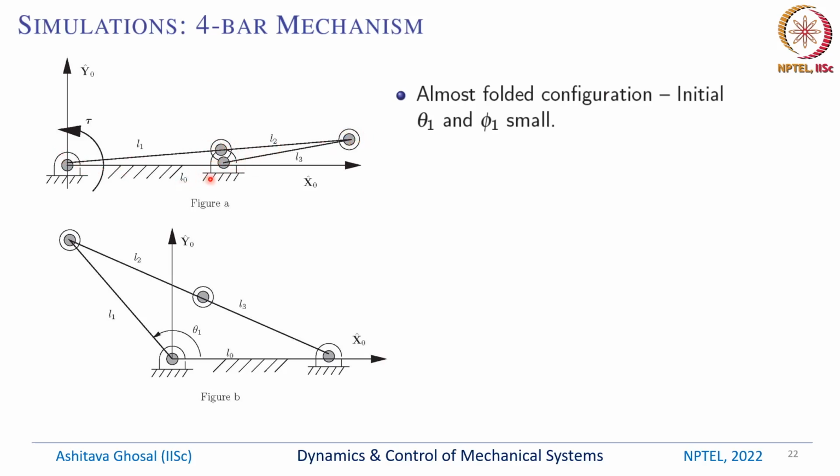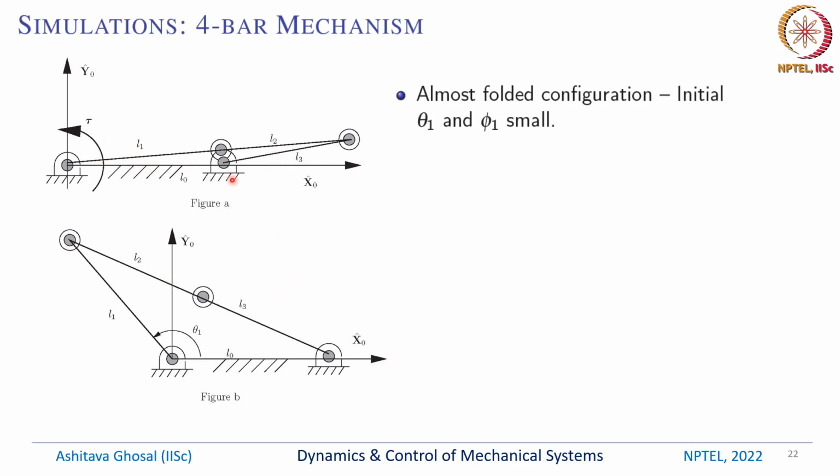This is exaggerated a little bit, but basically all 4 links are lying along the x-axis. This is called the folded configuration. The initial θ1 and phi1 are small, so it's a little bit exaggerated here in this drawing.